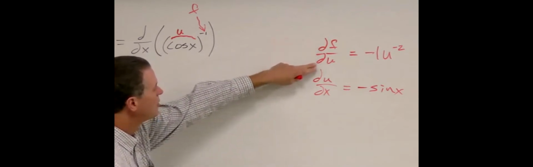So let's see if we can fill that in over here. The first one is the derivative of the outer function with respect to the inner function u, which is -1 times u to the -2, so -1 times cosine of x to the -2. And then times the derivative of u with respect to x, which is negative sine of x. The negatives multiply to positive, and I end up with sine of x over cosine squared of x.